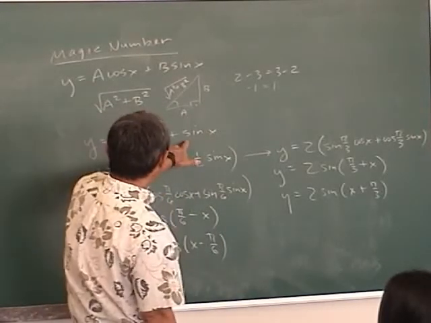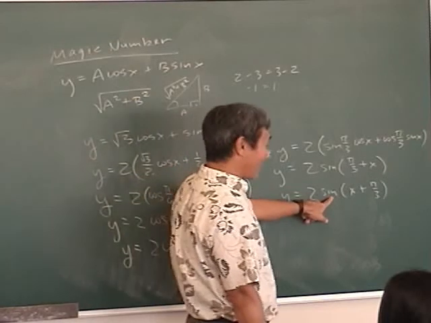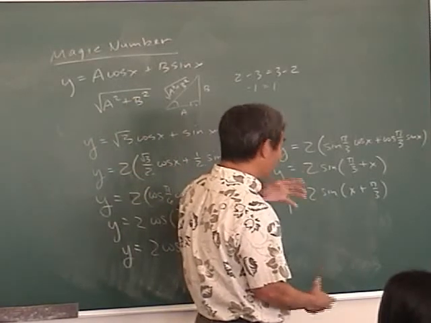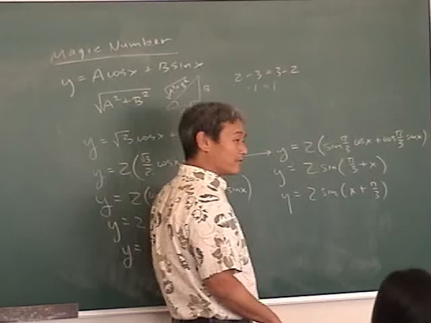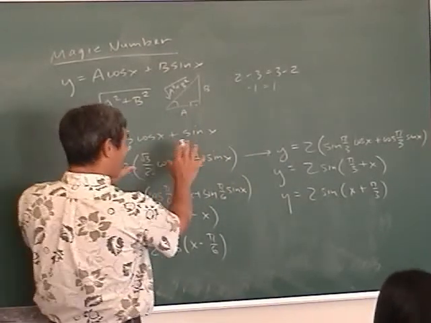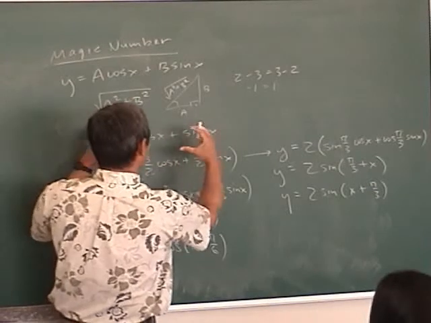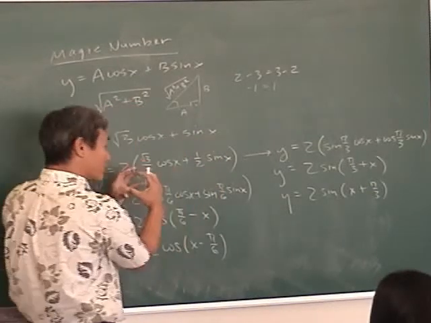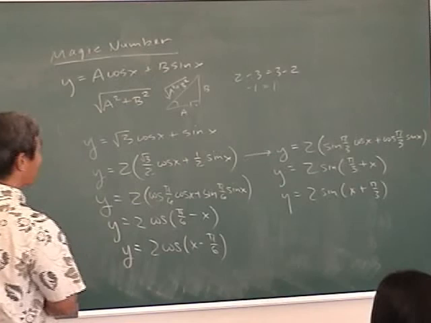So if you add these two together, you just get another sine graph, except the amplitude got bigger, it's now 2, and then you just shifted pi over 3 to the left. And so anytime you have a sum of a sine and a cosine function with the same period, you can always mush it together into just one sine or cosine function using the magic number.